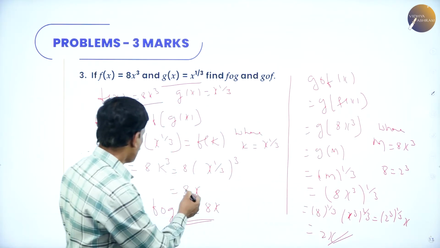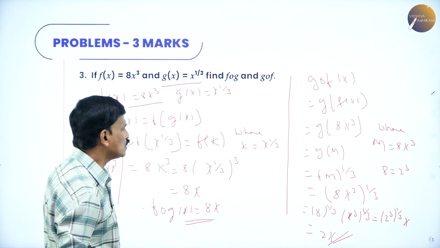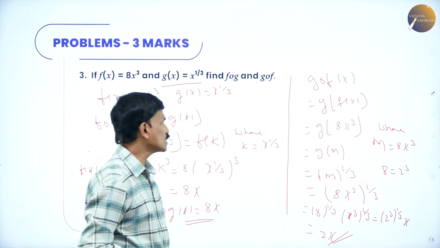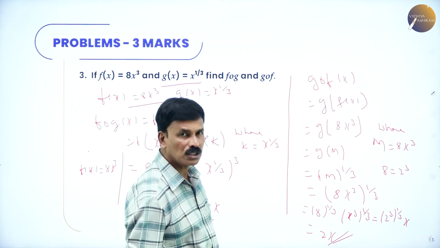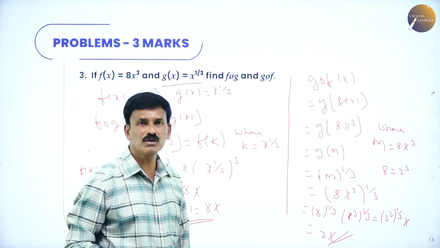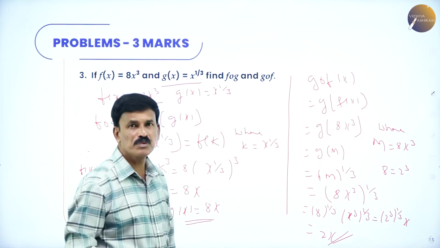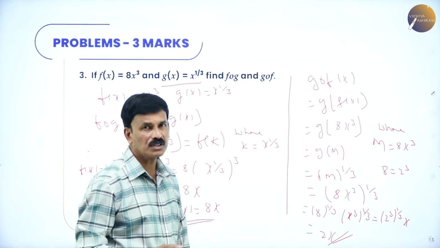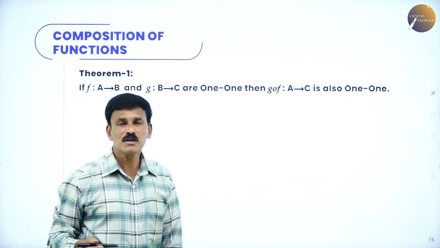So f o g of x is equal to 8x and g o f of x is equal to 2x. That's it. This is how we are going to solve the problem. Okay, hope you followed. Now these are few problems based on a composition of the function. Okay, now let us come to theorems.